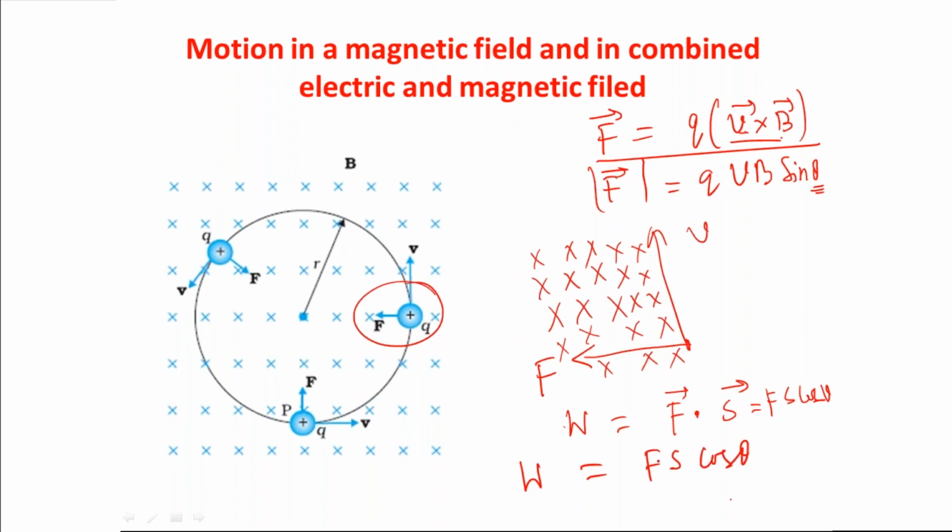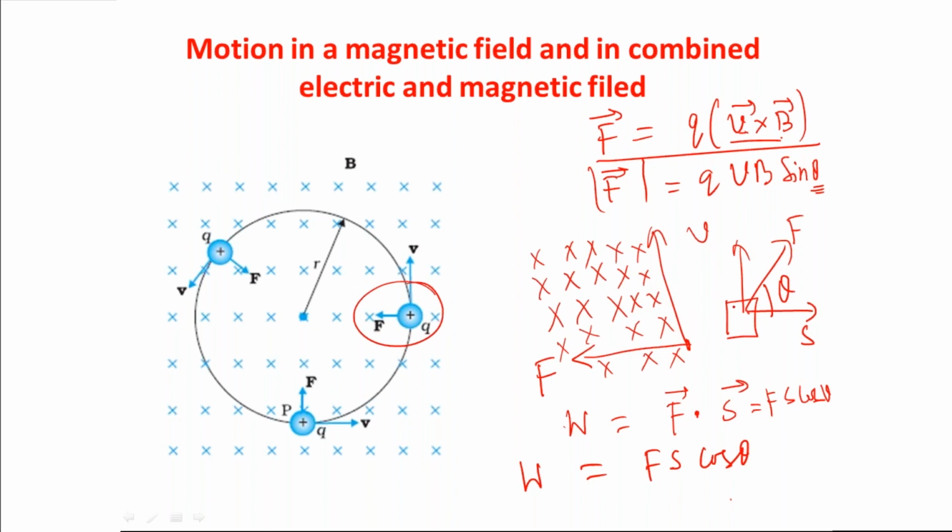So it depends on the angle between F and S. That means if this is the direction of force and displacement is happening in this way, and if this is the angle theta, then I need to take the component of the force along S, or I have to take the component of displacement along the force direction. Okay, let us see this angle theta. If this is 90 degrees, you will get zero work done.